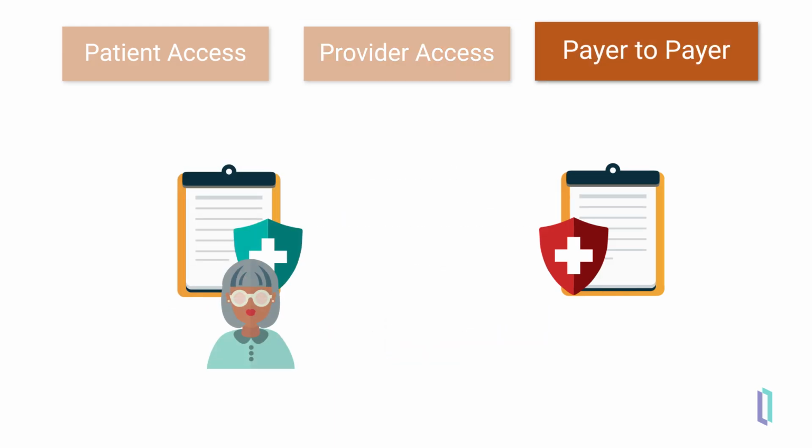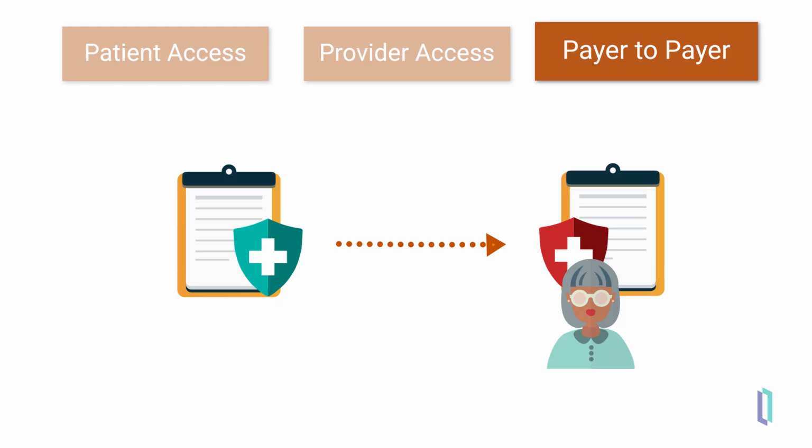Finally, the Payer-to-Payer API allows the sharing of member data between health plans. For example, a member may work with 2 different payers or need to switch to a new payer. This API allows health plans to access clinical and claims history from other health plans to ensure continuity of care, avoiding duplicate tests and making sure necessary treatment occurs.